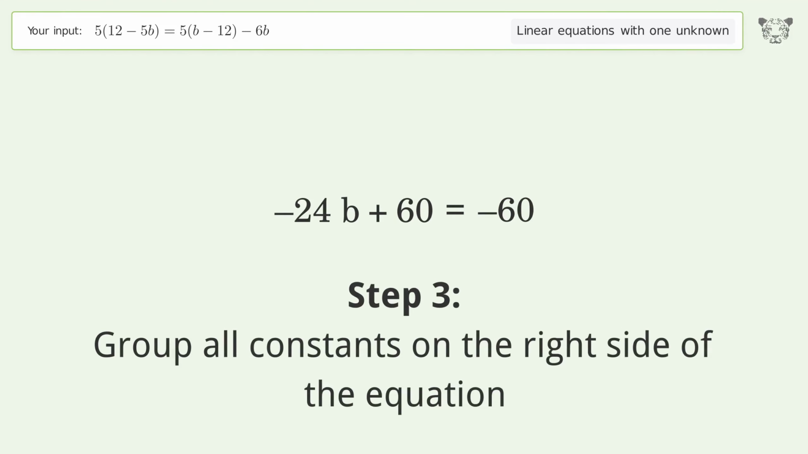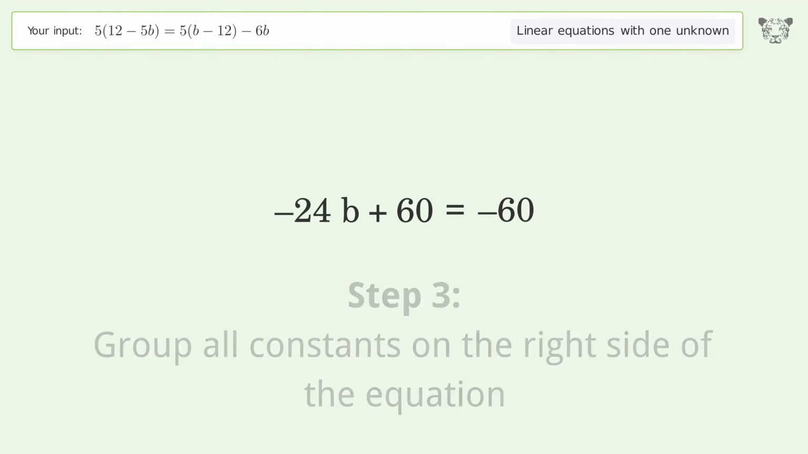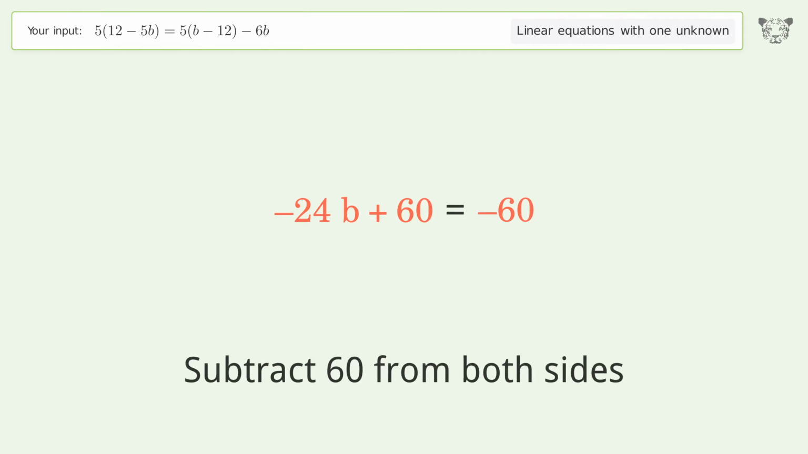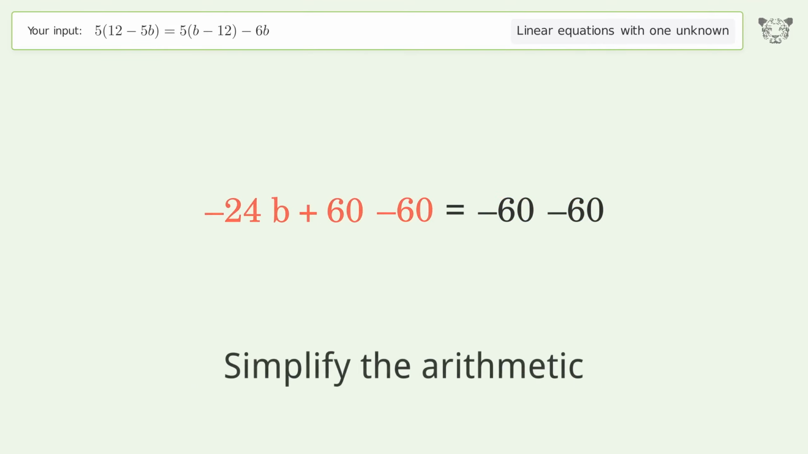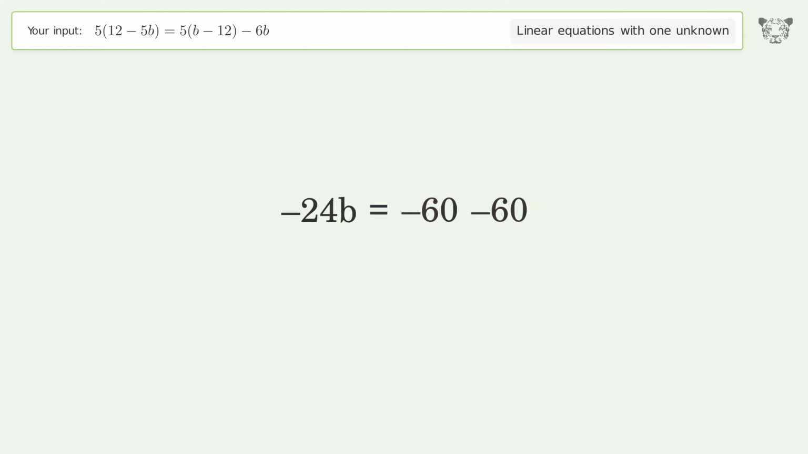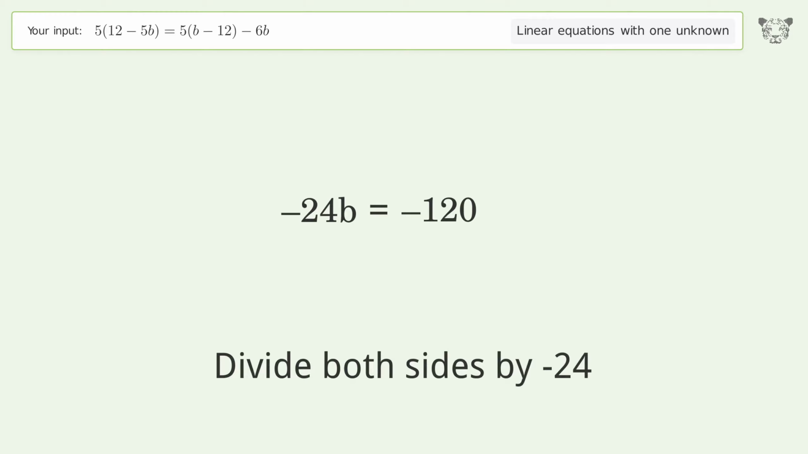Group all constants on the right side of the equation. Subtract 60 from both sides. Simplify the arithmetic. Isolate the b. Divide both sides by -24.